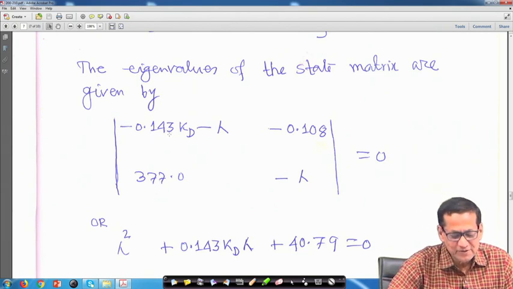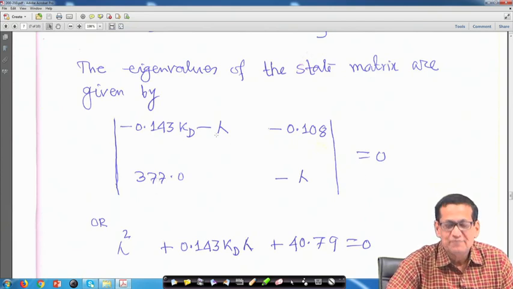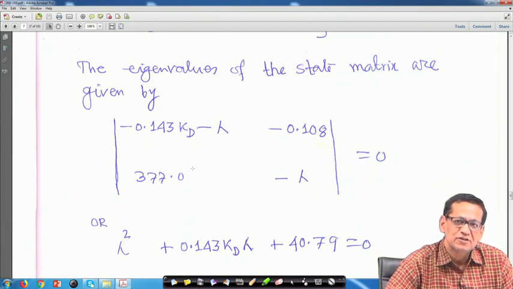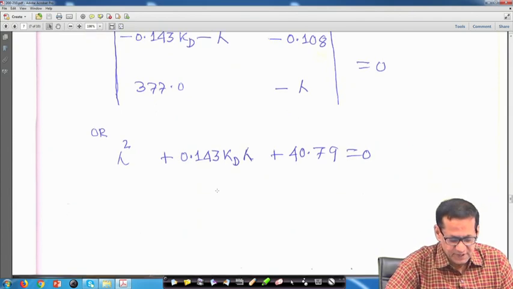So, minus 0.143 k d minus lambda, minus 0.108, then 377 minus lambda, the determinant of this is equal to 0. I mean the determinant of A minus lambda I is equal to 0. If you simplify this equation, it will be lambda square plus 0.143 k d lambda plus 40.79 is equal to 0, simply a quadratic equation.